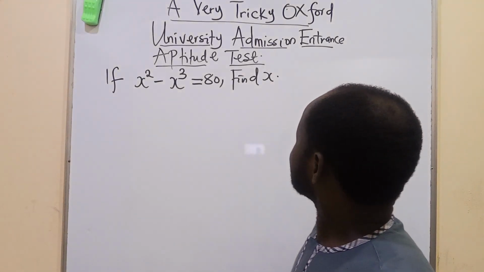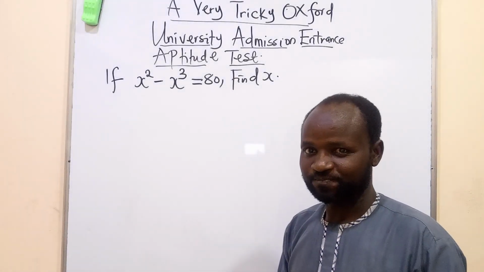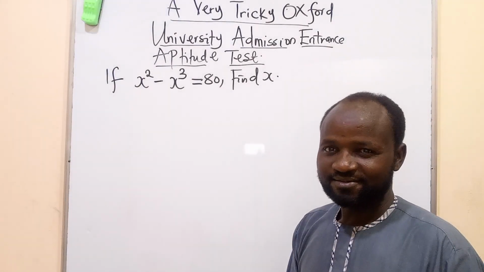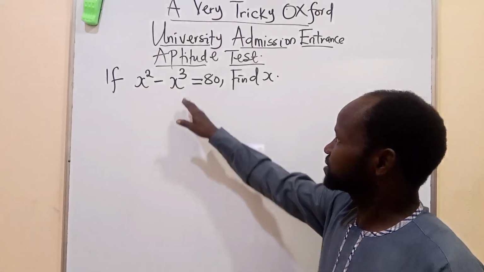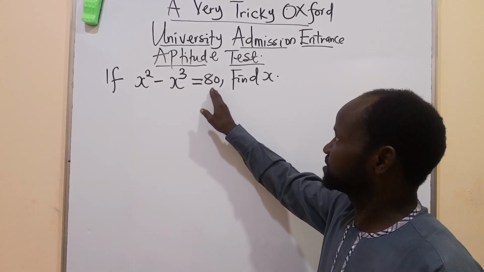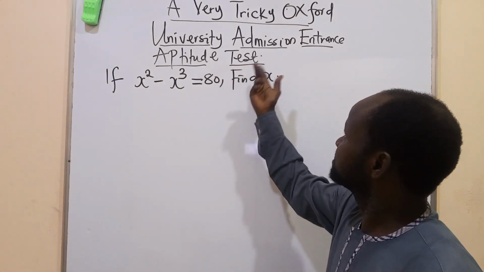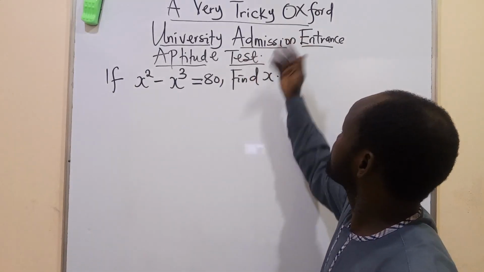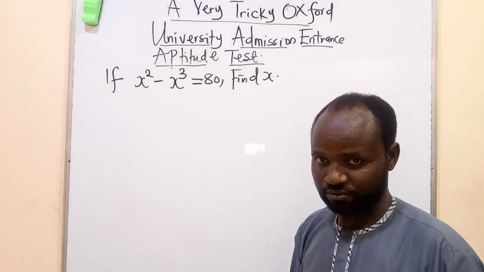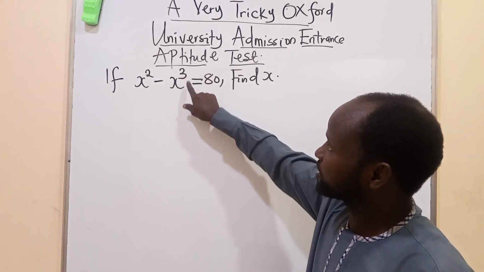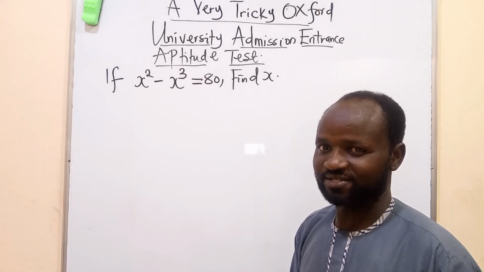We are looking at a very tricky Oxford University admission entrance aptitude test question. This is mathematics. The question reads, if x squared minus x cubed is equal to 80, we are asked to find the value of x. As I said, this is an aptitude test exam into Oxford University. Of course, this is a cubic equation because the highest power here is of degree 3. Let's look at how we can solve this together.